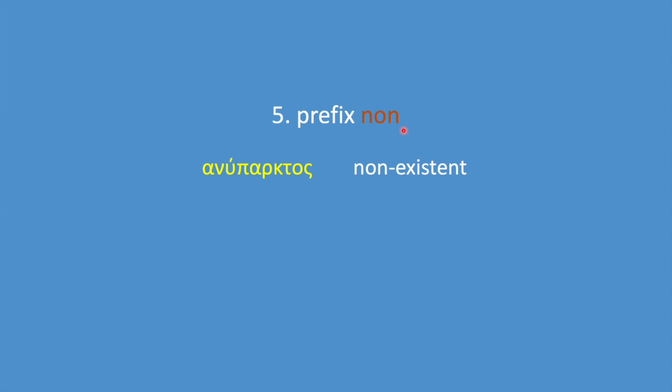This is a little less common. Ανύπαρκτος, non-existent. Number 6, we use the prefix dis, also less common. Ανυπάκουος, disobedient. And now, here is the amazing word that I mentioned at the beginning, the word αλήθεια.